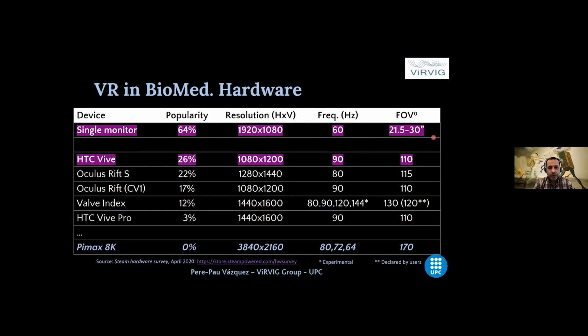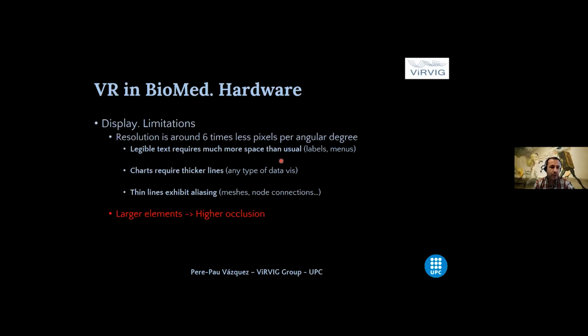So since the monitor will represent just a very, very small field of regard, and the intended field of view, the field of view of an HMD is more than 100 degrees, what happens is that basically for the same number of pixels, for the same angular degree, we have 6 times fewer pixels. And this has bad consequences.